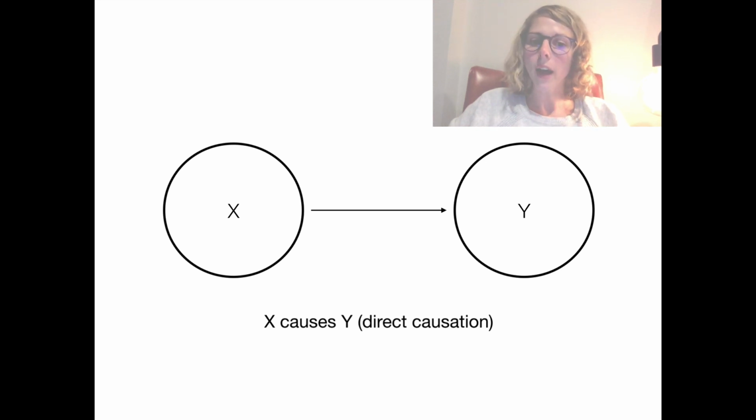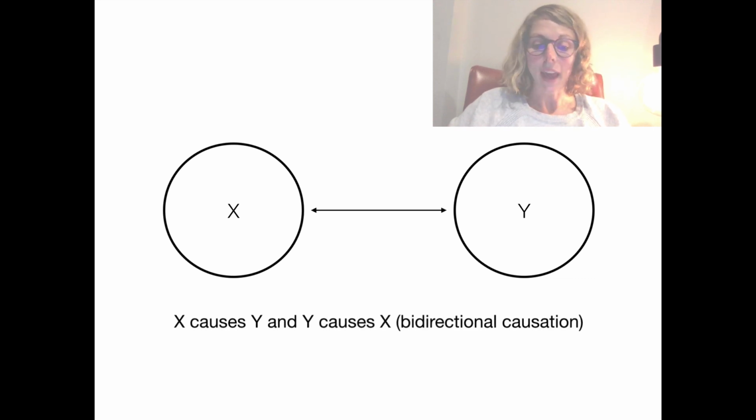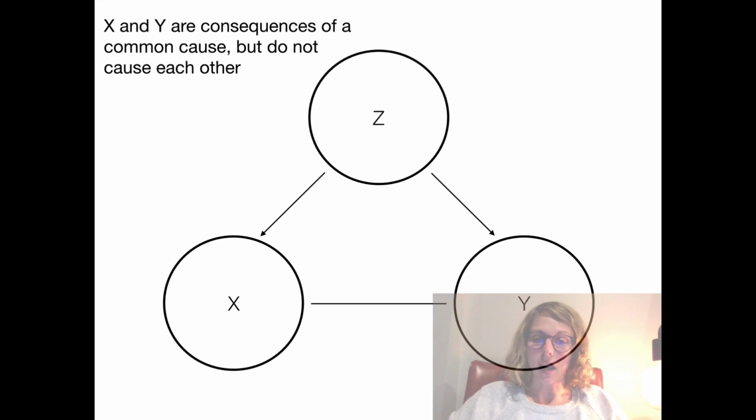And there are a few different causal explanations for correlational data. So for instance, X might be causing Y. We have a direct causal relationship between the two variables. Or alternatively, Y might be causing X. So also a direct causal relationship, but in the opposite direction. Or we might have a situation where X is causing Y and Y is causing X. So we have a bidirectional causal relationship. Or we might have a situation where X and Y are correlated with one another, but they don't cause each other. They might be, for instance, consequences of a common cause, a third variable, variable Z in this case.